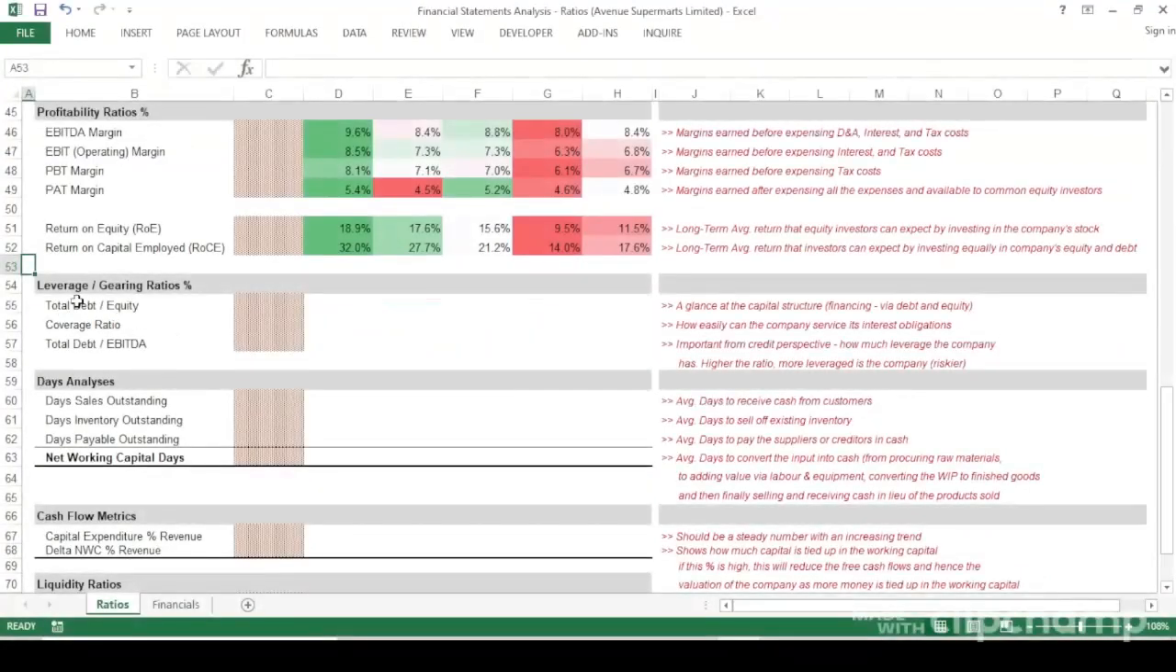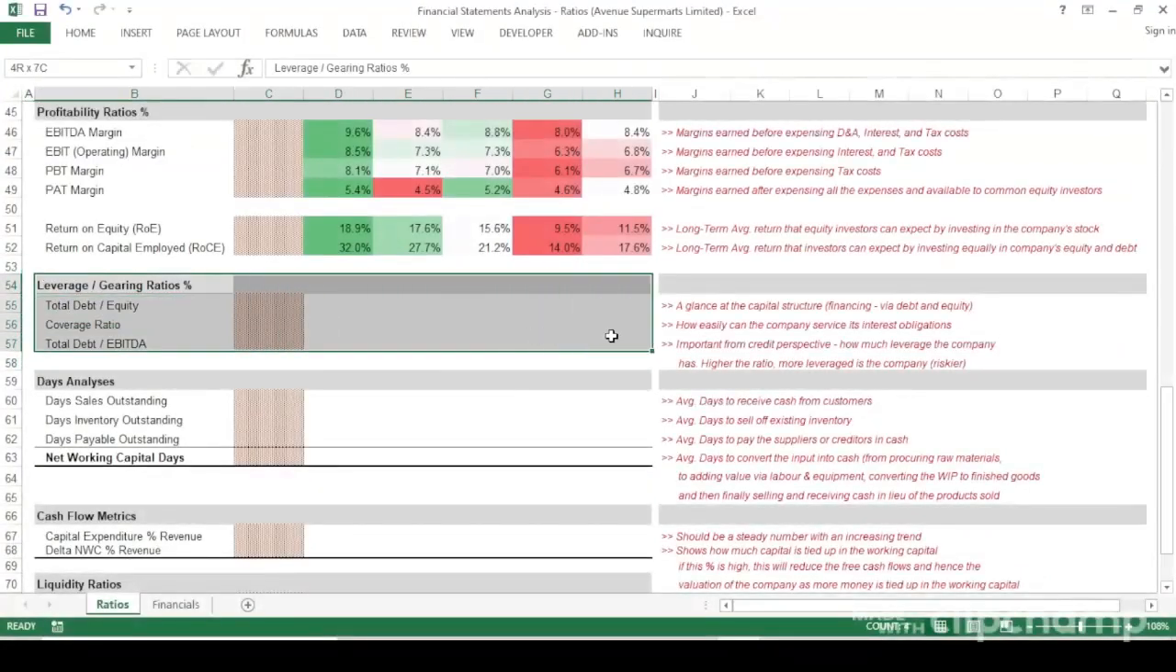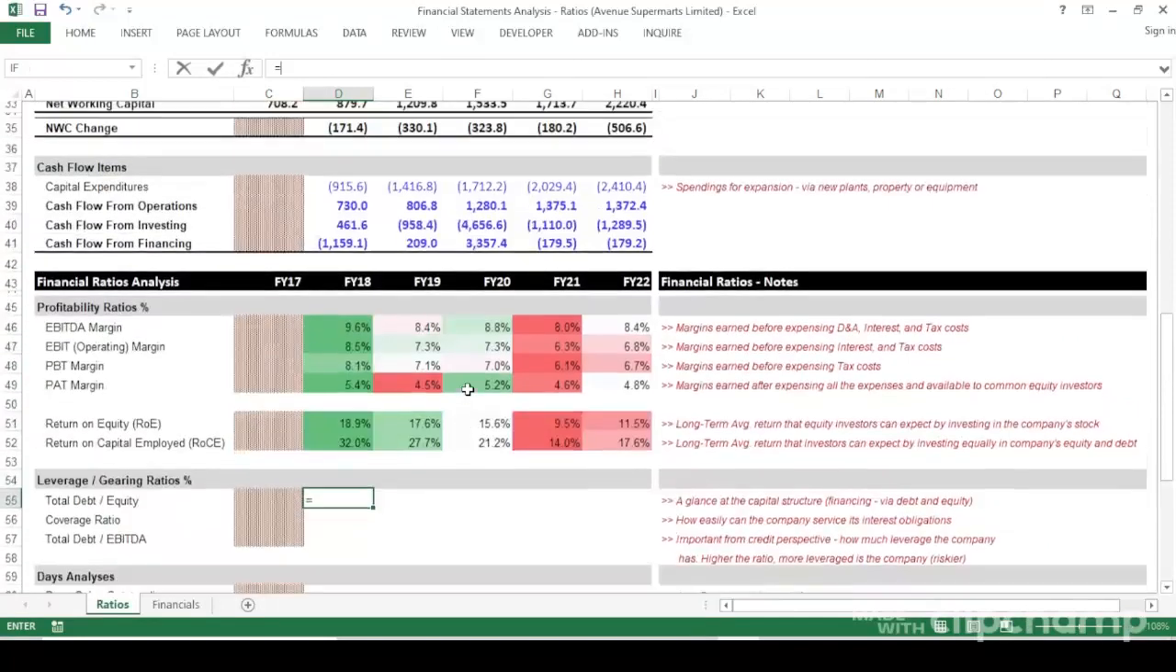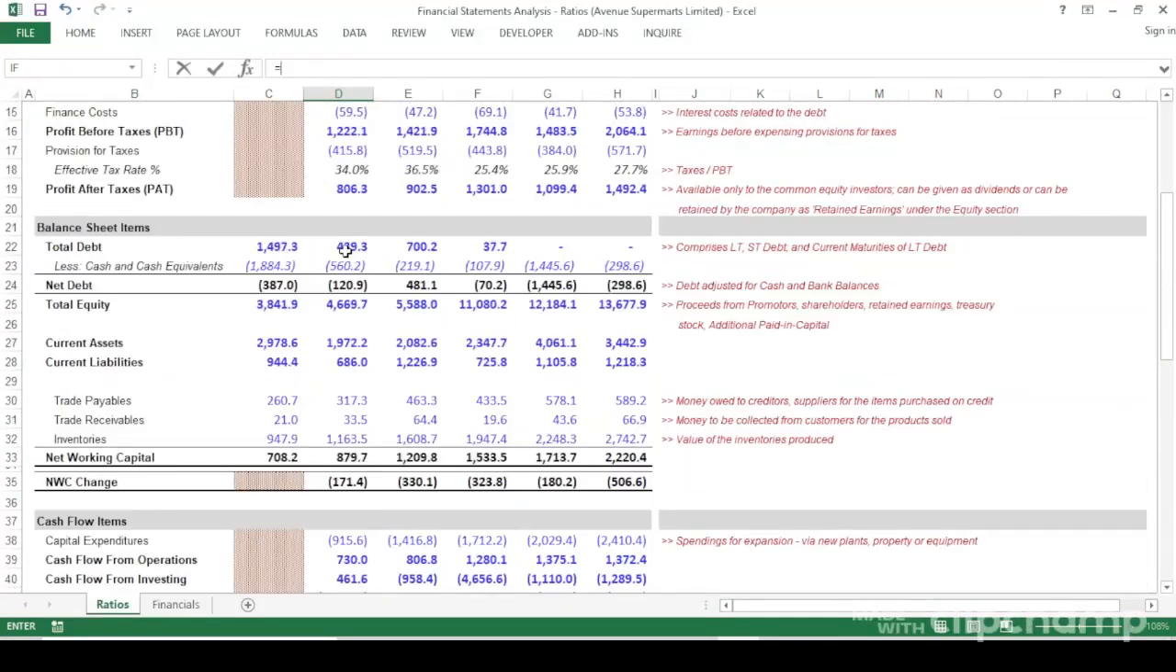Now we'll talk about the leverage or gearing ratios. So leverage is nothing but the debt. So how much the company has exposed itself to the external debt. First leverage ratio that we're going to compute here is the total debt to equity. So if I say equals, I have total debt here divided by equity.